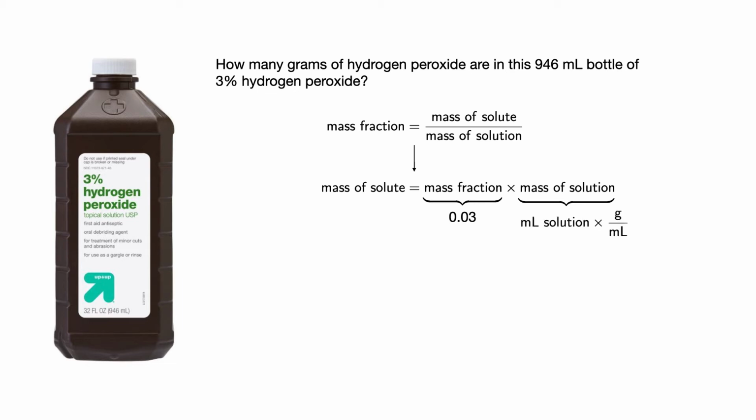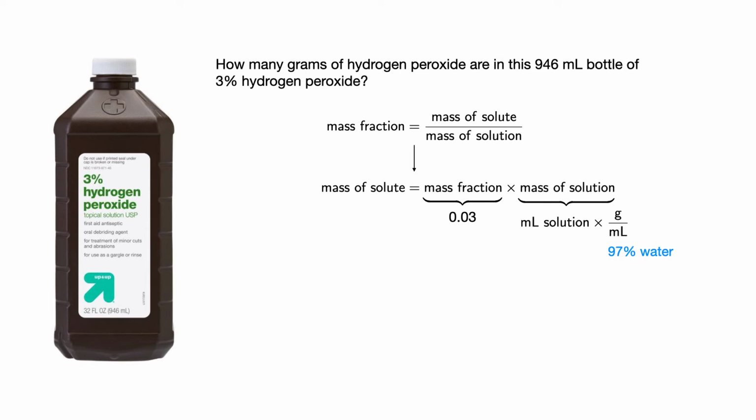So if we had the density, we could take the number of milliliters of solution and multiply by the number of grams per milliliter. Now, we don't know the density of this 3% hydrogen peroxide solution, but we can estimate it pretty well because in this solution, 97% of it is water.